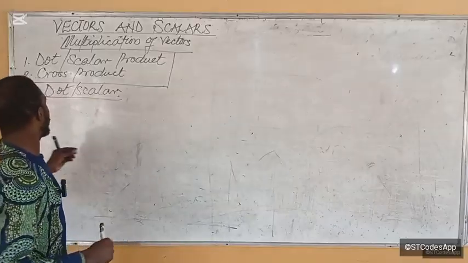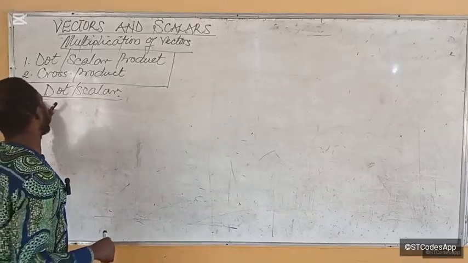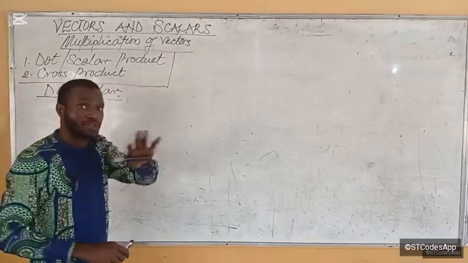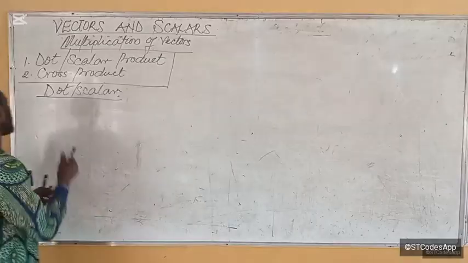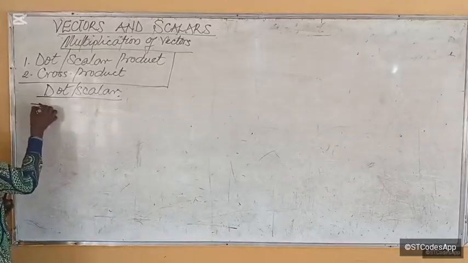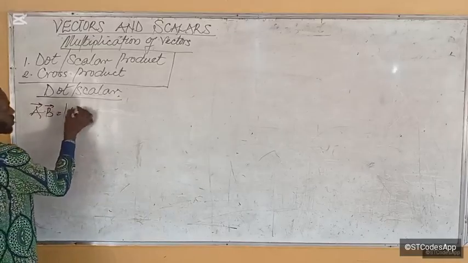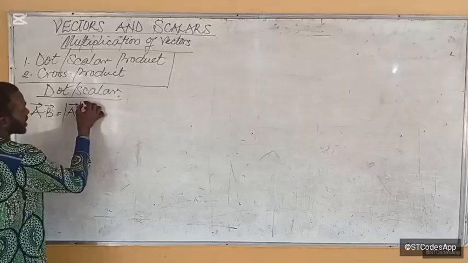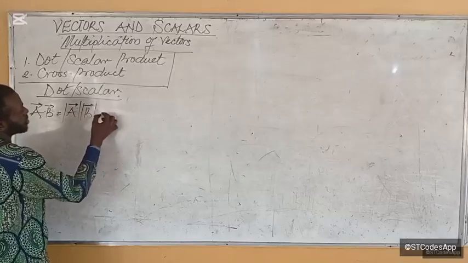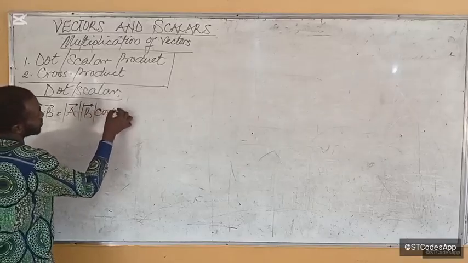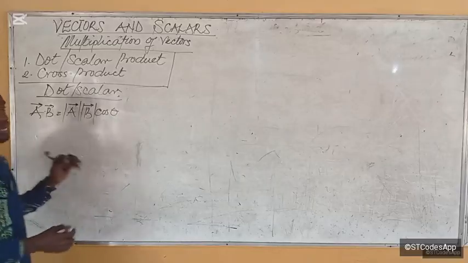So now, let me first show you the formula, then I'll show you how this formula was derived. If I say vector A dot vector B, the formula is the magnitude of vector A times the magnitude of vector B, cos theta. Now, how was this formula gotten?